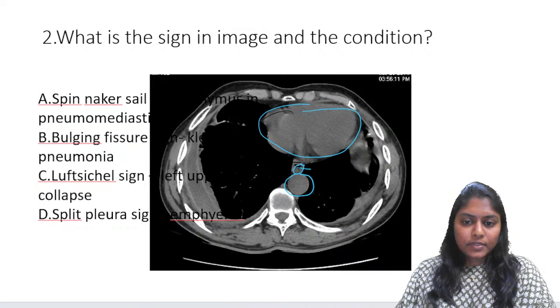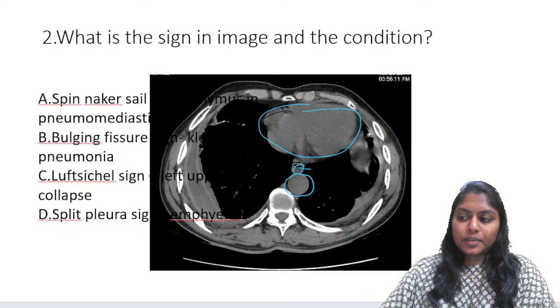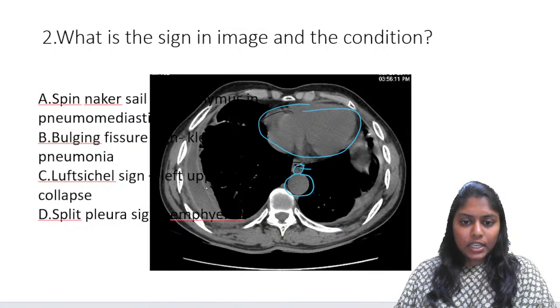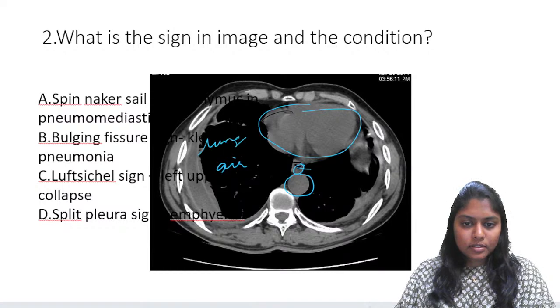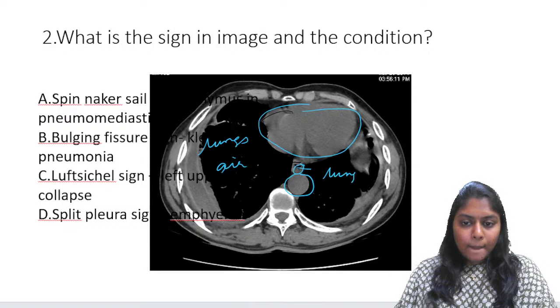There we are able to see air. Anything which is dark in CT is air. These are the lungs, right? And this is the thoracic vertebral body. These are the ribs. Here we are able to see two lines, where we are able to see a fluid density HU.